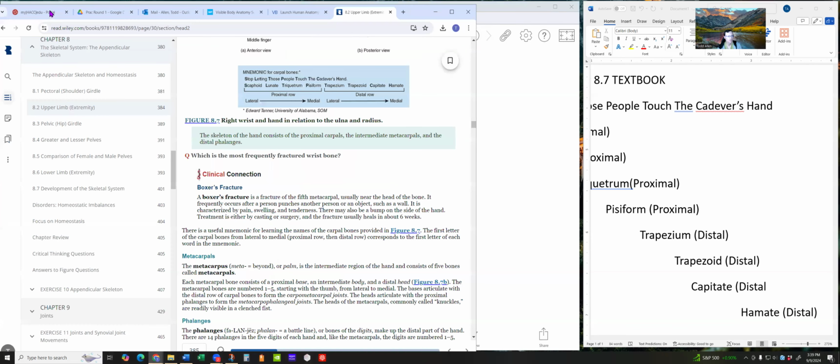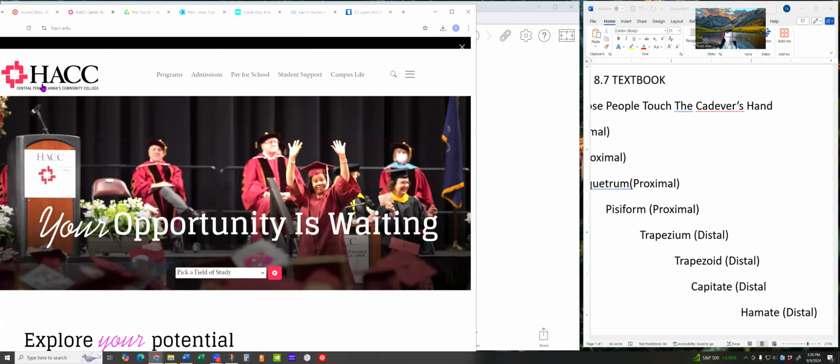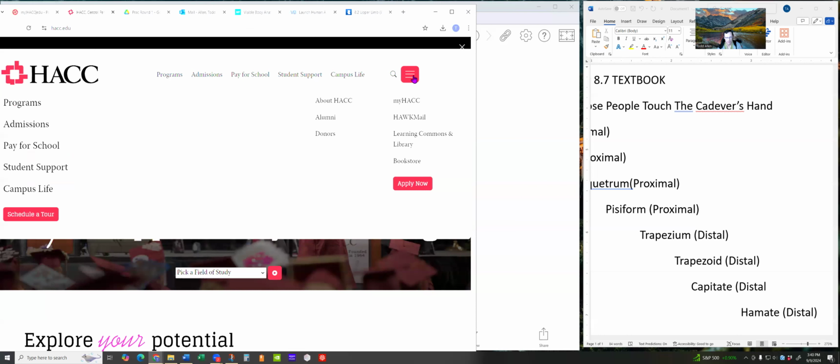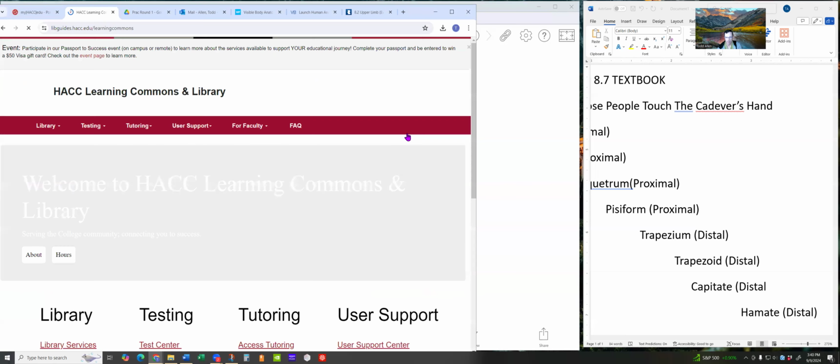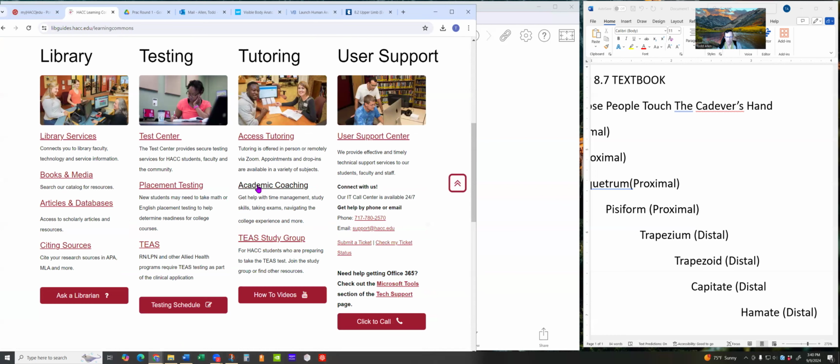Let me show you this. If you forget how to get an academic coach, you go to the Hack website, three horizontal lines, Learning Commons and Library. Go into the tutoring column, go to the academic coach setting. The academic coach is someone that's going to try to help you get better study skills so that information sticks in your brain. But there's no magic recipe. You just got to do the hard work, okay? If you do it, you're going to be successful.